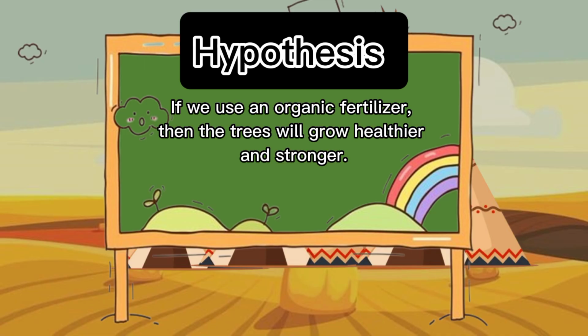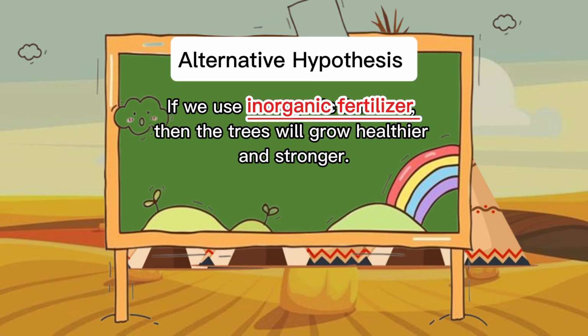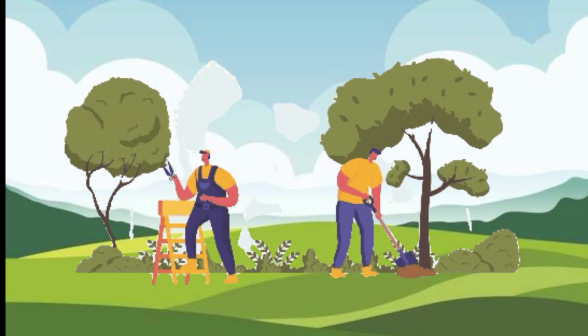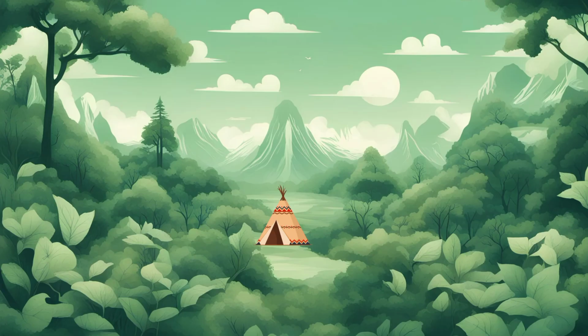In conclusion, the villagers concluded that the formulated hypothesis is null or void because the inorganic fertilizer helped the trees grow, improving the soil and environment. They used this knowledge to restore balance to their land, transforming it into a lush, thriving countryside.